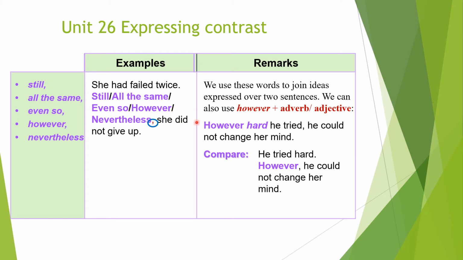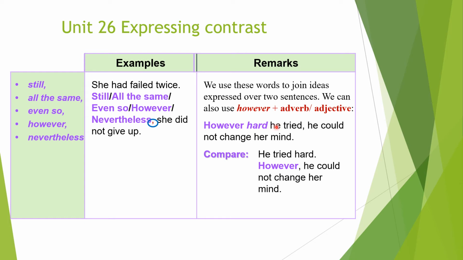All right. There is something that I would like you to pay attention to, which is the remark. We use these words to join ideas expressed over two sentences. We can use however plus adverb or adjective. That means however followed by adverb or followed by adjective. However hard, this is the adjective here. However hard he tried. So when we use however hard, you can use however hard followed by an adjective.